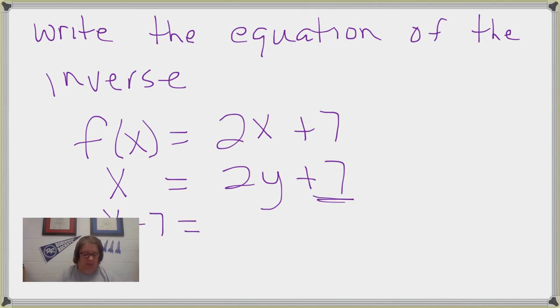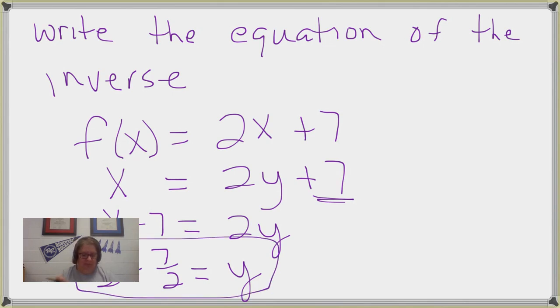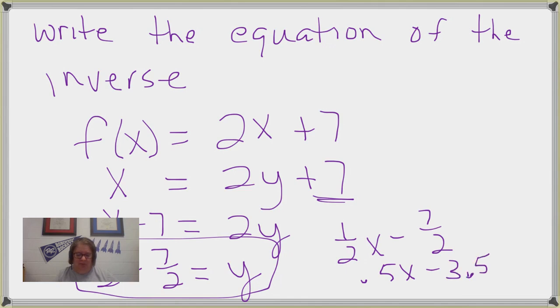So I'm going to subtract the 7 and divide by 2. How do I know when I'm finished? When the y is by itself. Okay, some of you will want to change those to decimals. That's fine, as long as you change it to the right decimal. You could also write that as 1/2 x minus 7 over 2. You could write it as 0.5x minus 3.5. If it's a repeating decimal, leave it as a fraction. Don't just chop it off somewhere. But any one of these would be okay. How do we know we're finished? Because the y is by itself.